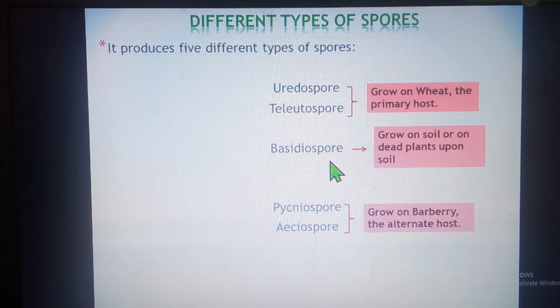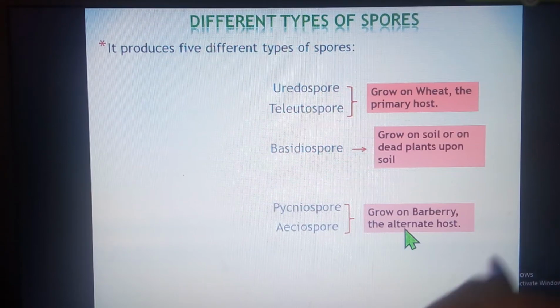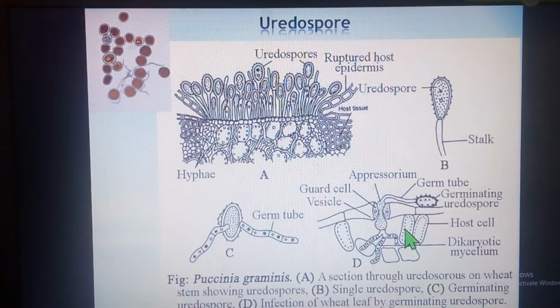The basidiospore, which we will study later in detail, grows on the soil or on dead plants, while still attached to the dead plants. And the pycnospores and aeciospores form on the barberry plant, that is the alternate host. So let us take a look at the first type of spore, that is the urediospore.